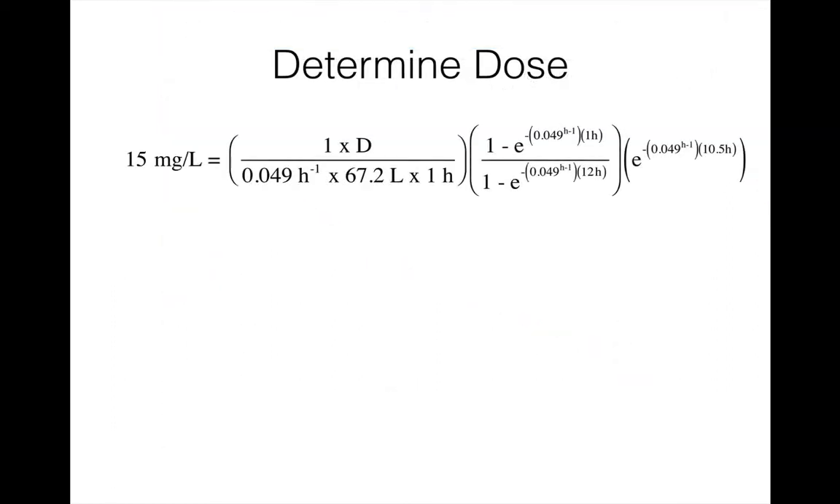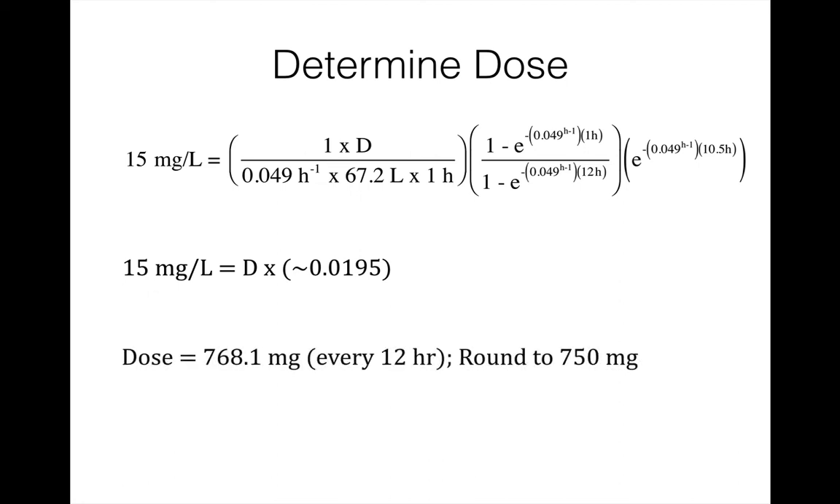Again, here's the equation with everything plugged in. The only thing that we don't have is D, or dose. If we solve everything on the right-hand side of the equation, it all comes out to be approximately 0.0195 multiplied times the dose. If we divide 0.0195 into 15 milligrams per liter, it tells us that we need a dose of 768.1 milligrams, which will be given every 12 hours. And we would round that off to 750 milligrams or something close to that.